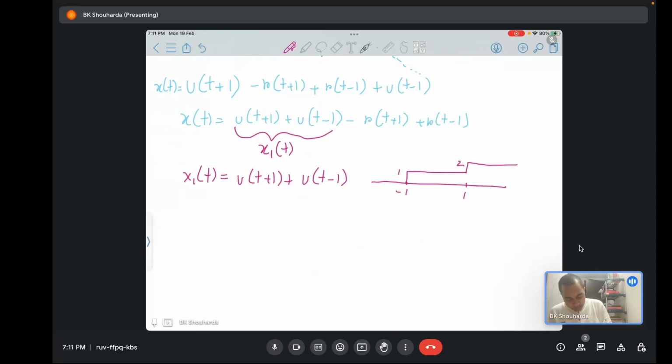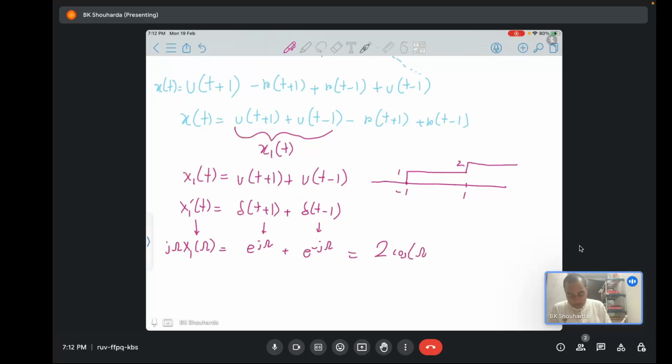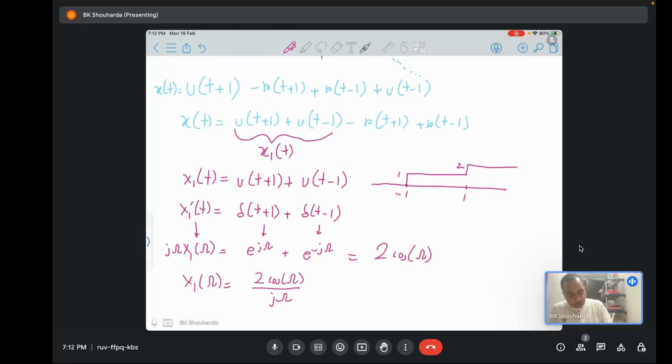Okay, so now if I differentiate this with respect to t, I get two Dirac functions, delta(t+1) and delta(t-1). I take their corresponding Fourier transform. jω X1(ω) is e^(jω) plus e^(-jω). And what is this? 2 cos ω. So X1(ω) is 2 cos ω upon jω. This was our first part.